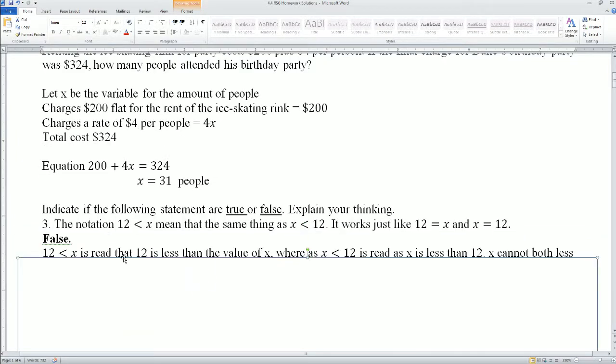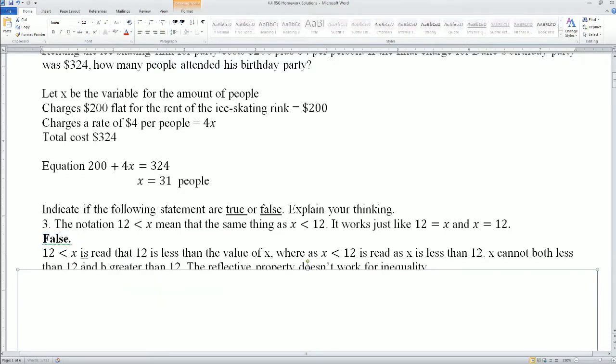You're going to indicate if the following statement is true or false. Explain your thinking. Here, the notation x is less than 12 is less than x means the same thing as x is less than 12. It works just like 12 equals x and x equals 12. I said false. Here's the reason.